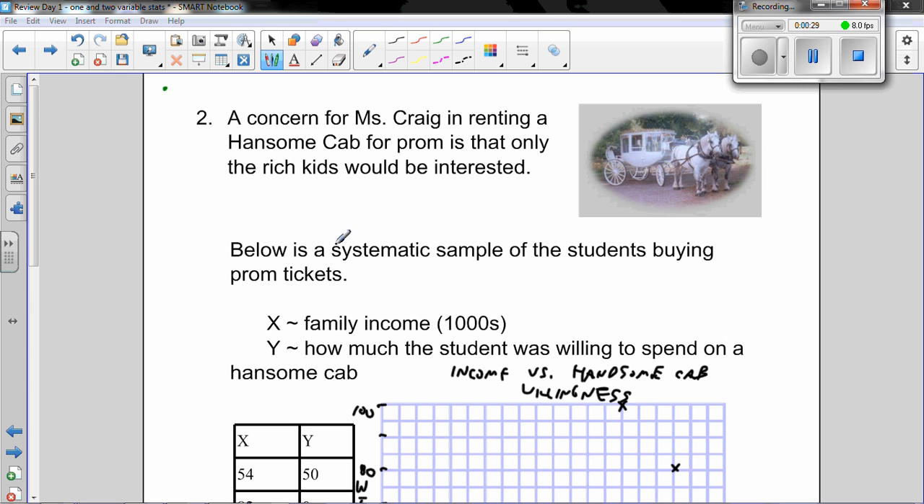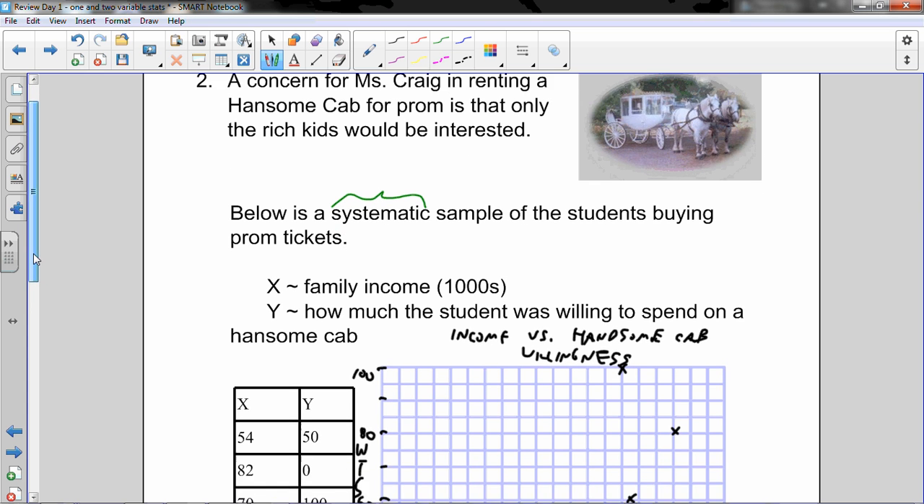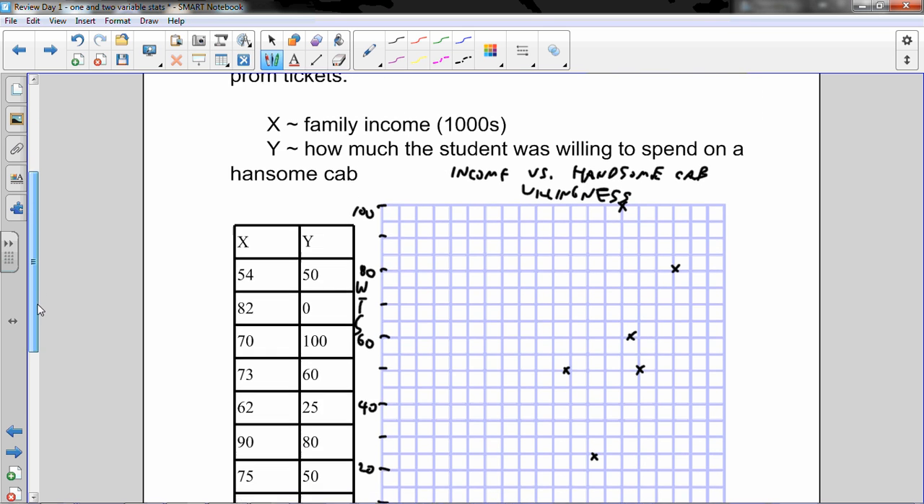A systematic sample, by the way, and I throw these little definitions in here once in a while, is when we sample somebody, every 10th person gets sampled. That's systematic. Anyway, if that doesn't come up and make us approach this question differently, it's nice to know in case that's one of the definitions that comes up on the exam.